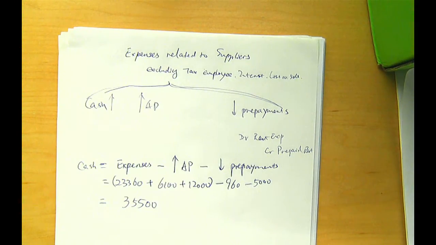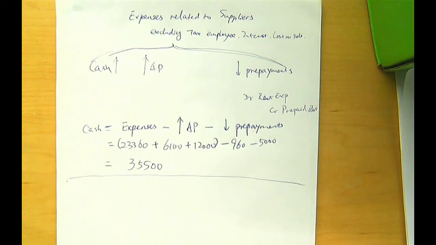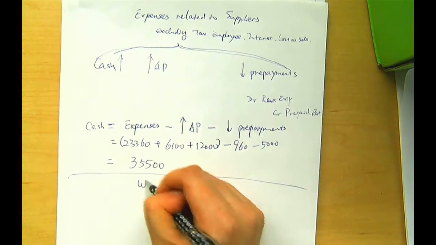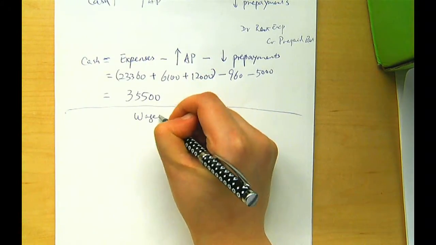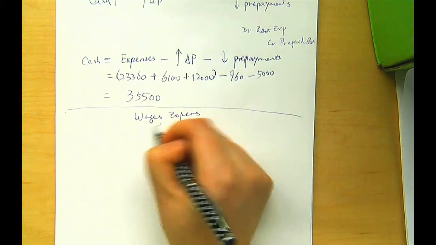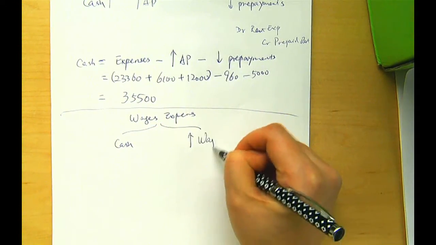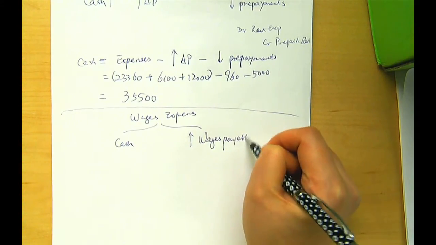Now, next one, we look at payment to employees. Payment to employees, we're still looking at operating activities. So we're still looking at the yellow zone. Now we look at wages payable here. So wages expense, there are two ways to settle wages expense. You pay out cash or you record it under wages payable. Do you agree?